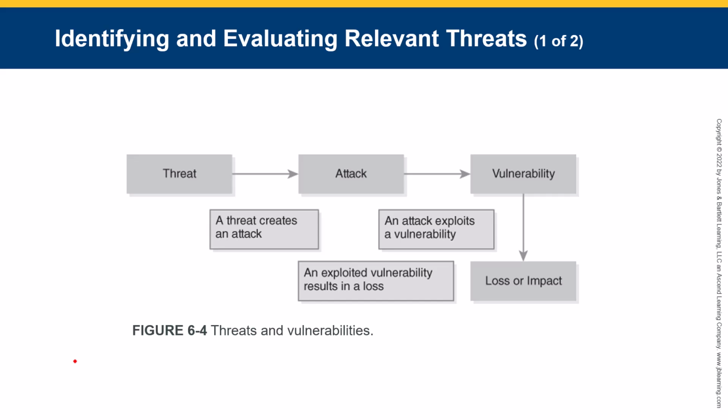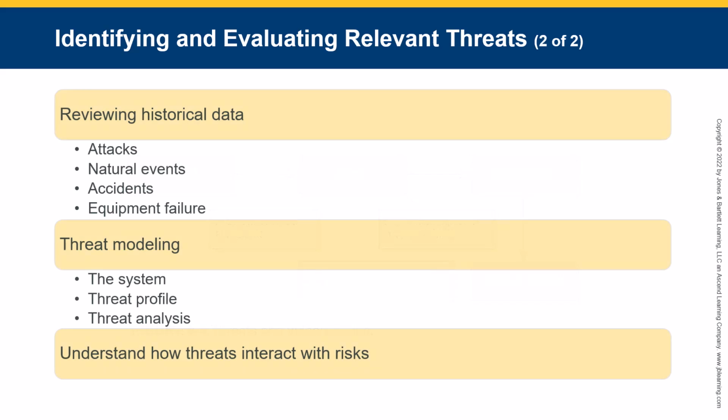Again, here is our threats and vulnerability matrix. Our threats lead to attack. The attack will target a vulnerability that should have some type of loss or impact. So again, there is an evaluation and identification of relevant threats, the potential for attack. The attack will have to exploit the vulnerability or realize the vulnerability, and there will typically end up being an impact or loss to the organization, typically resulting in some form of cost.